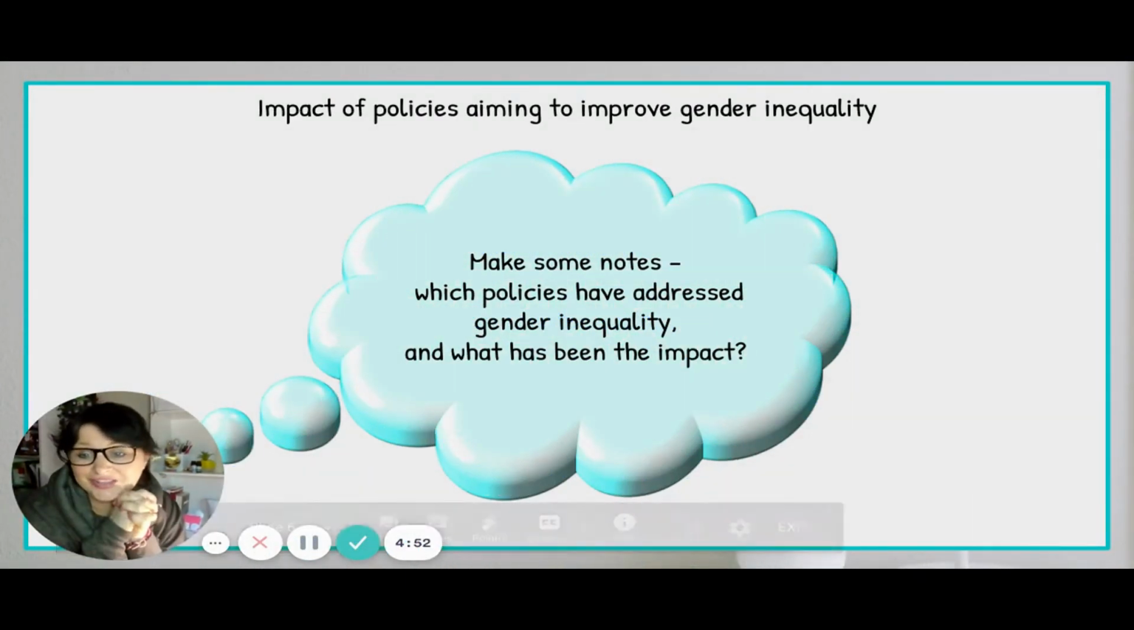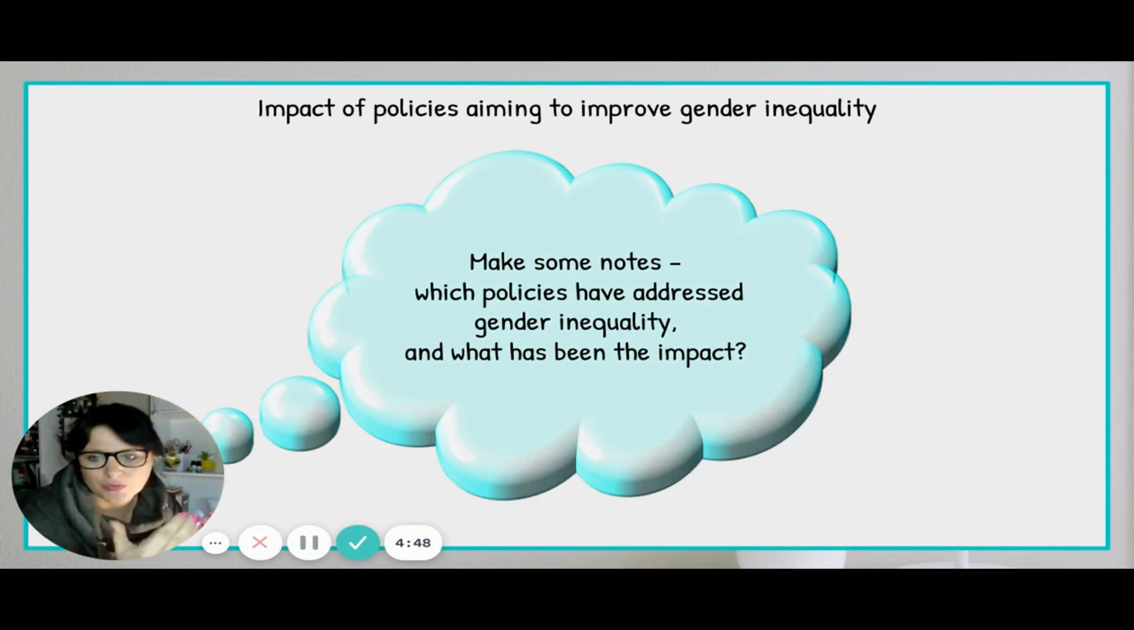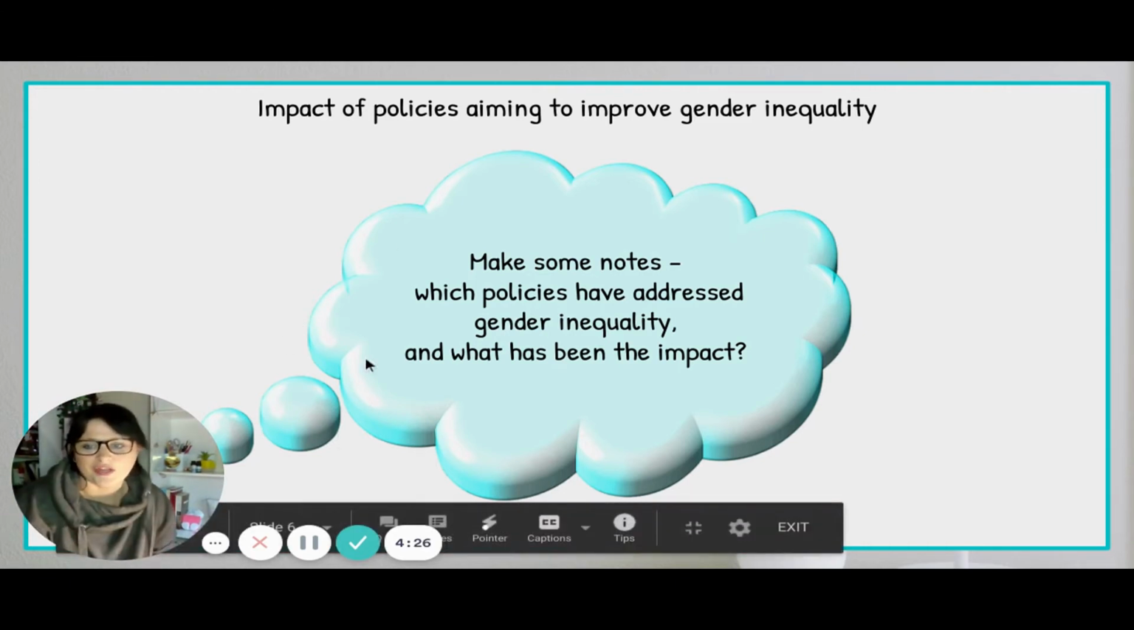Okay, so your next task is to have a look at the question on this slide and make some notes on which policies you can think of that have addressed gender inequality. So anything that's been brought in to try and address the balance in terms of differentials in gender for achievement, but also in terms of subject choice as well. So stop the video for a couple of moments while you do that, and then pick up when you're ready to move on.